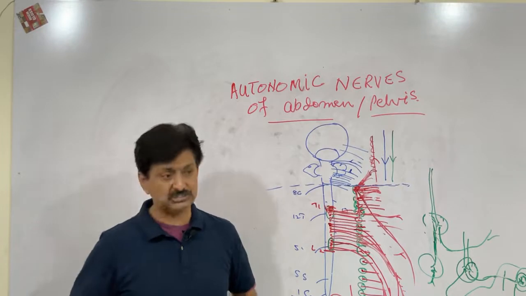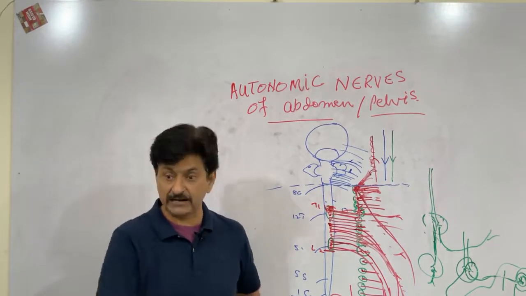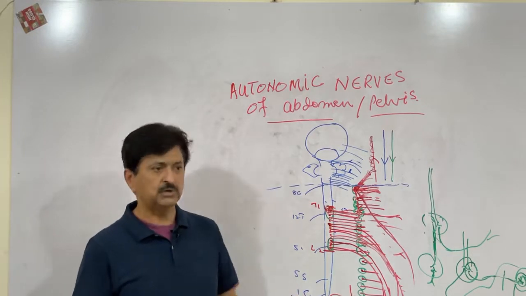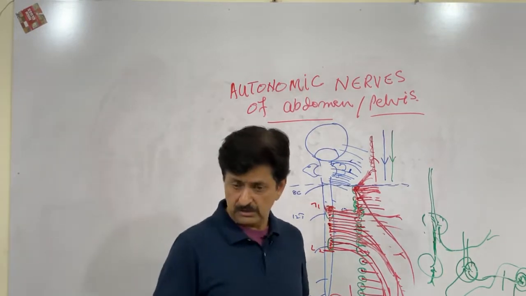And if this is present like this, then you should supply your inferior mesenteric plexus also. Supplying inferior mesenteric means supplying your hindgut, and you supply the pelvic organs also. So you should supply these also. Inshallah, we will discuss these in tomorrow's class.